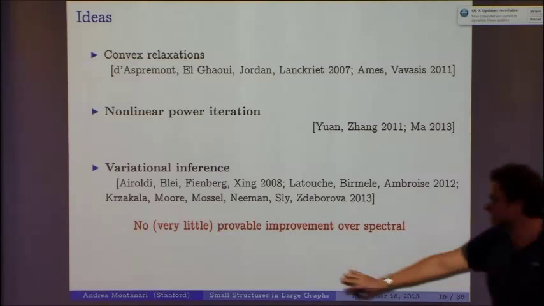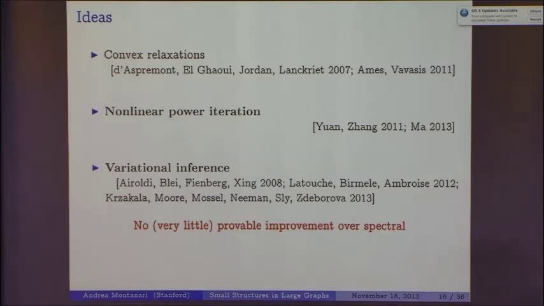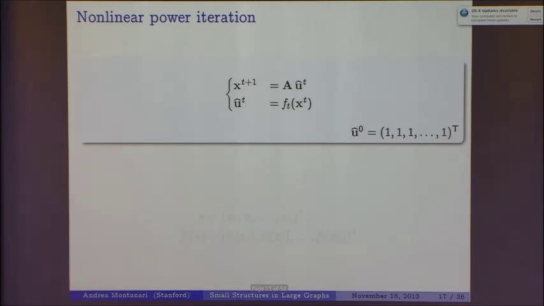And in fact, I must say very little, because, for instance, there is this work by Elchanan, Florent, and Chris Moore and others, in which they prove that using a certain belief propagation algorithm in certain classes of sparse graph, you can actually improve over spectral methods. Yeah. So what do you mean by improvement? That you can correctly identify it under that threshold? Yeah.